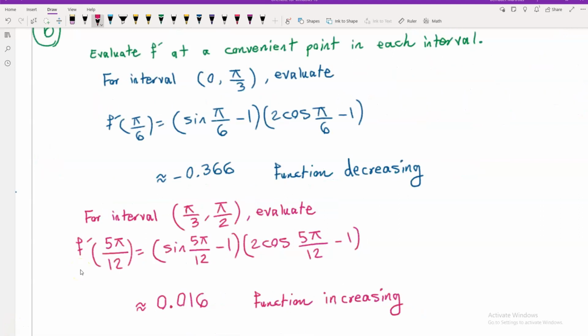Now for the open interval pi over 3, pi over 2, I'm using 5 pi over 12, which is between pi over 3 and pi over 2. So f prime of 5 pi over 12 is equal to (sine 5 pi over 12 minus 1) multiplied by (2 cosine 5 pi over 12 minus 1). Using a calculator, rounded to 3 decimal places, that is positive 0.016. Because of having a positive number, our function is increasing.